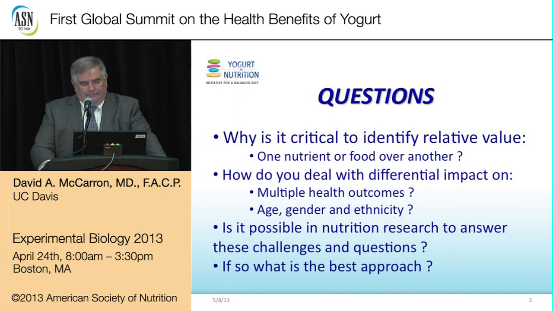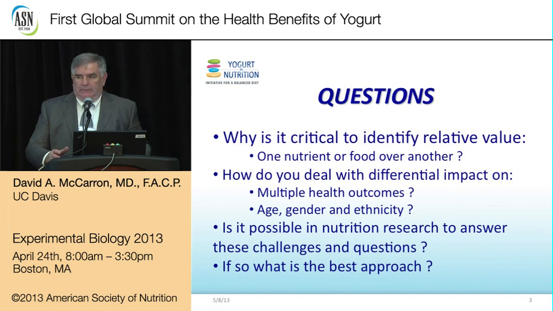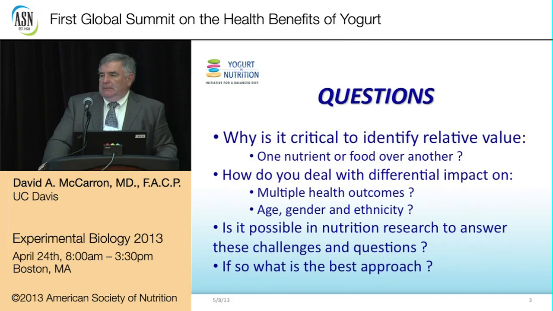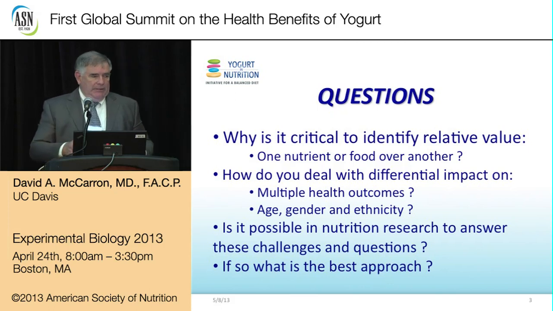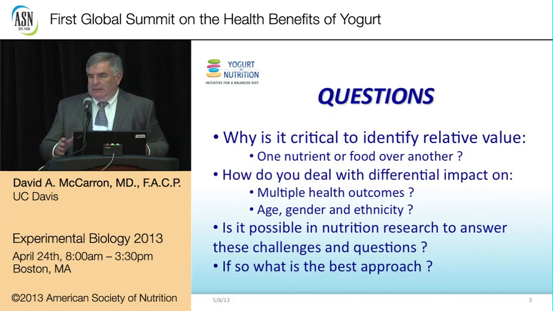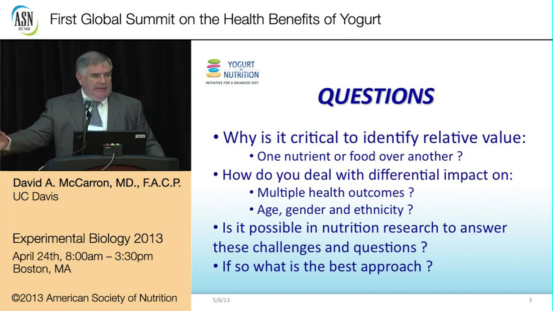So the question to me is, why is it critical to identify these relative values? One nutrient or food over another? I think there's a danger there because we begin to head back to the way we have been describing healthy eating, in quotes, in the past. This is good, this is bad.